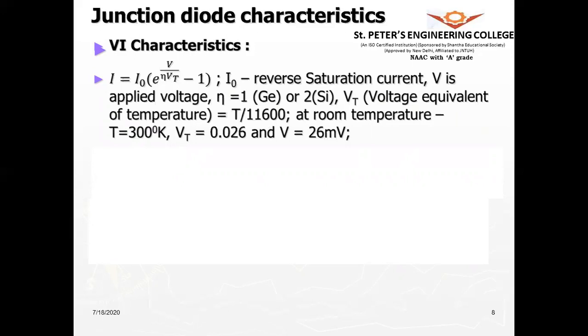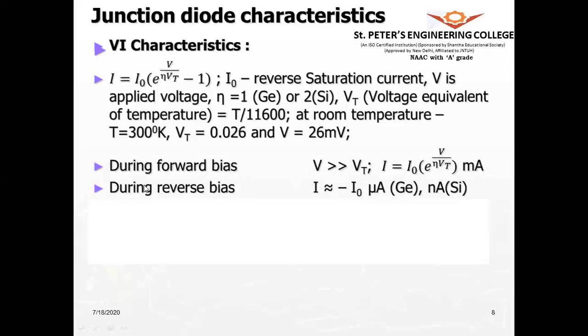Here T is the temperature in degrees Kelvin, and Vt will be equal to 0.026 if you take room temperature at T equals 300 degrees Kelvin. Then Vt will be equal to 26 millivolts. So that means the applied voltage should be at least 26 millivolts for the diode to work. During forward bias, the applied voltage is far greater than this Vt voltage, that is around 26 millivolts.